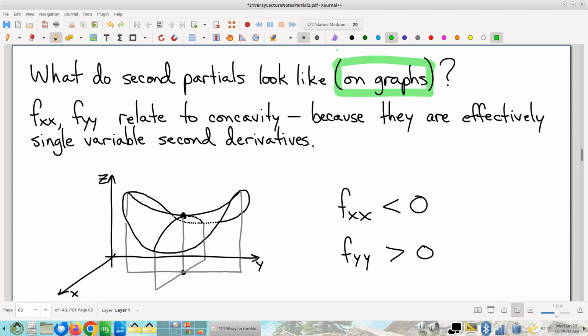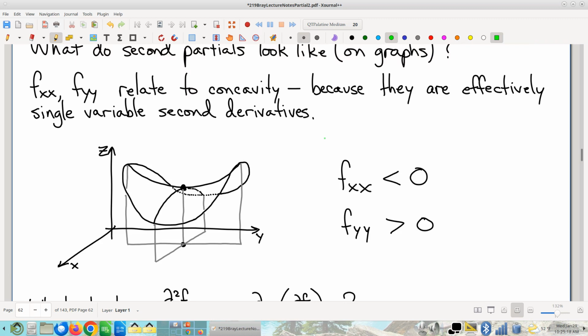Right, so we're going to look at a picture of a function of two variables. There you go. We have a surface. It's a graph of a function of two variables. And we ask, what does a second partial look like on this picture? Okay, so a couple of these are actually pretty straightforward. So let's think about, for example, fxx. Right, so that's the x partial of the x partial of f.